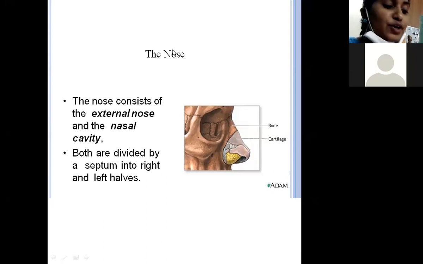Okay. Today we are going to proceed with the nose. So what is the nose? The nose is a pyramidal shaped projection from the face. The nose consists of the external nose and the interior cavity, the nasal cavity. The nasal cavity is divided into right and left halves by the nasal septum.